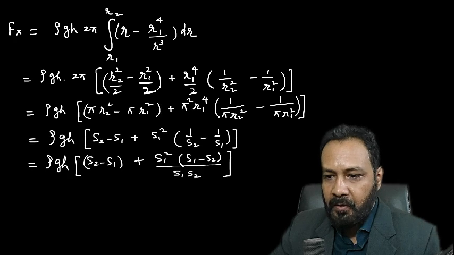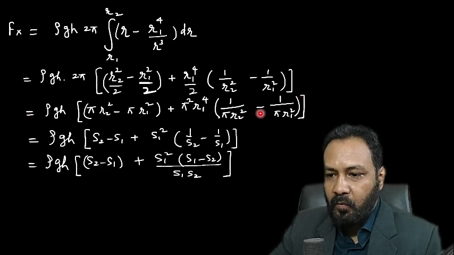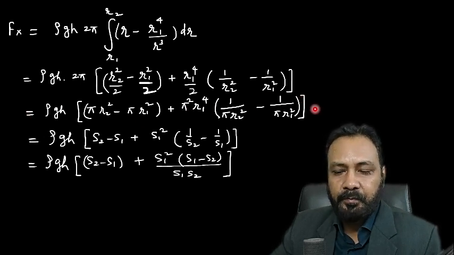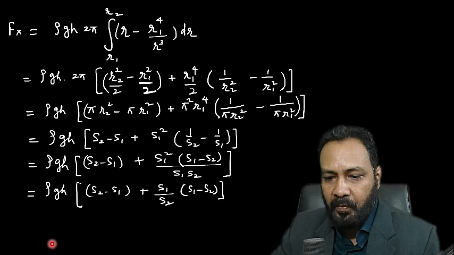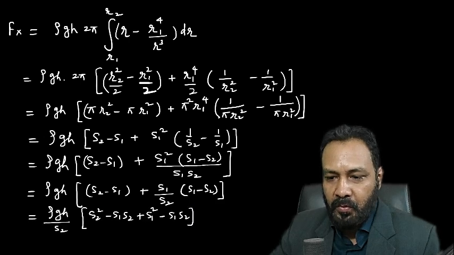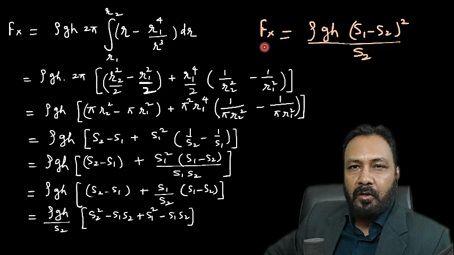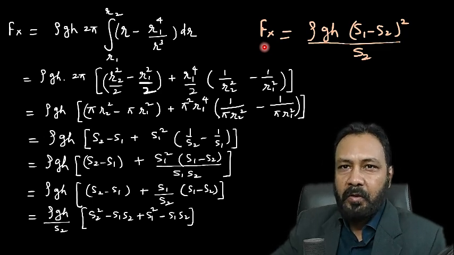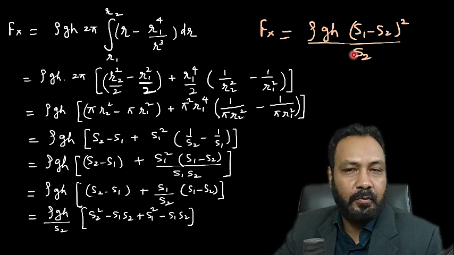So after integrating and putting the limit, I will get this. And then I want to write it in terms of area. Pi r2 square was s2 and pi r1 square is s1. Just rearrange it, and that much mathematics you can safely do. So on doing all that mathematics, you will get the Fx part, the horizontal part of the fluid force, that would be rho gh (s1 minus s2) whole square by s2.